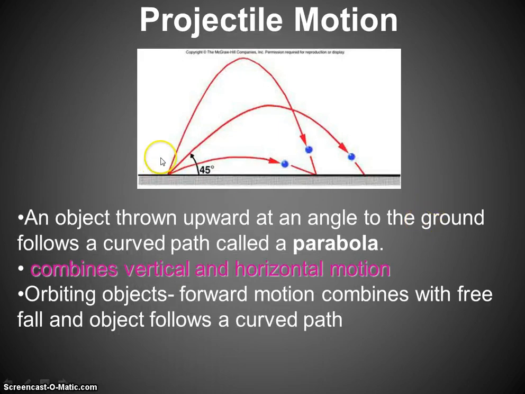Once again, you throw that object. You can throw it upward. You can throw it at an angle. No matter what, it follows a curved path. It is projectile motion. That curved path is called a parabola. This shape is called a parabola, because of that combination of the vertical motion, up and down, and the horizontal motion. Parabolas you will learn about in math class.